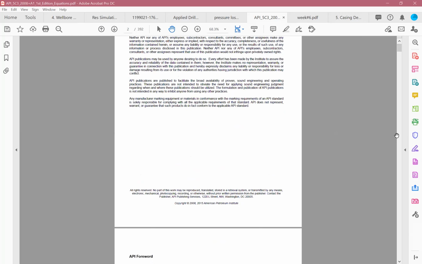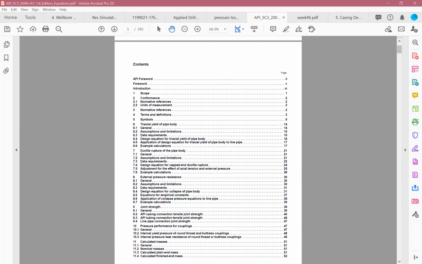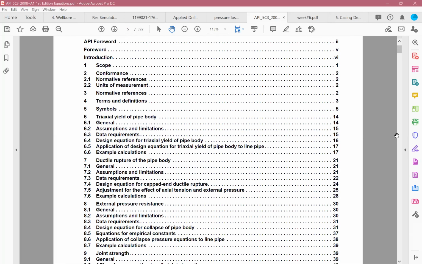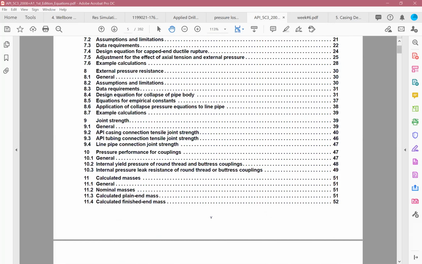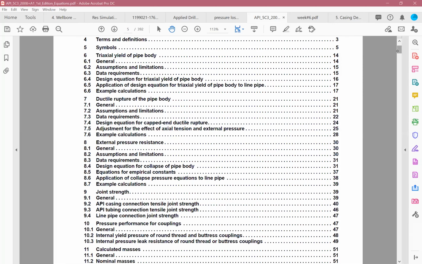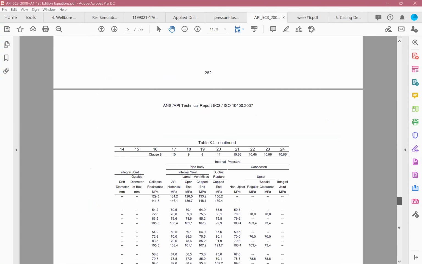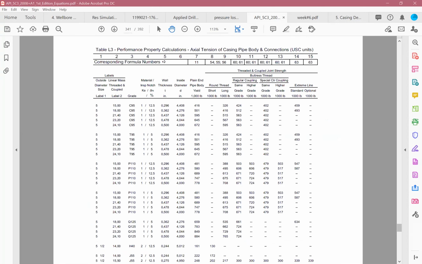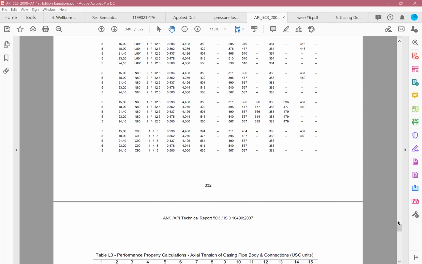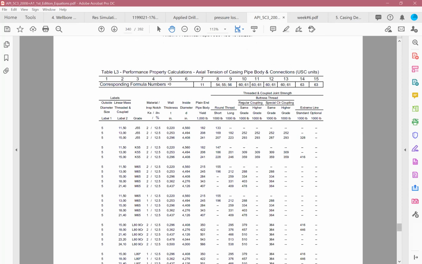So they talk about different types of casings, what equations you need to use in order to calculate properties of the casing, design the casing, and also at the end of this report, let me see if I can go all the way to the end. Yes. At the end of this report, there are tables that are also available in the book, not exactly as this one. This is the newest one.